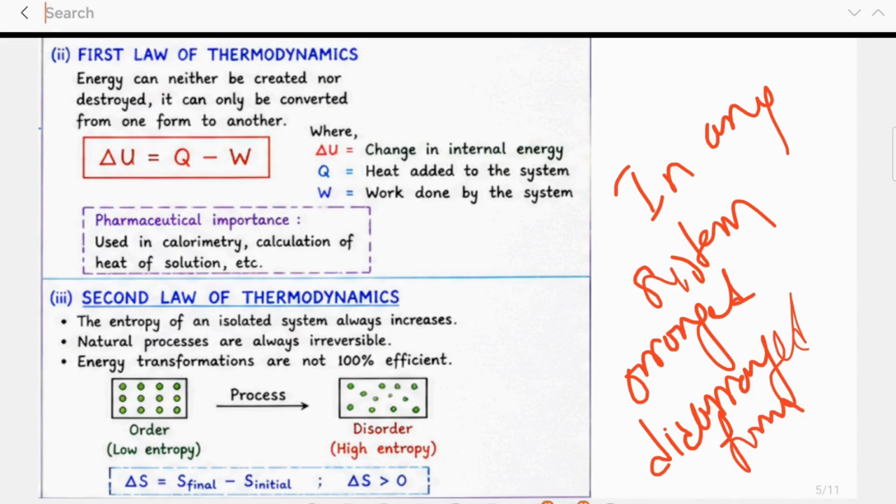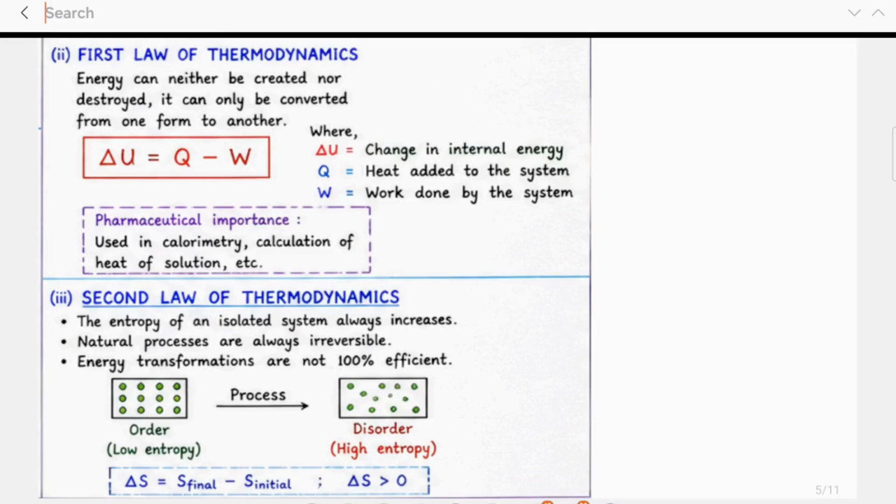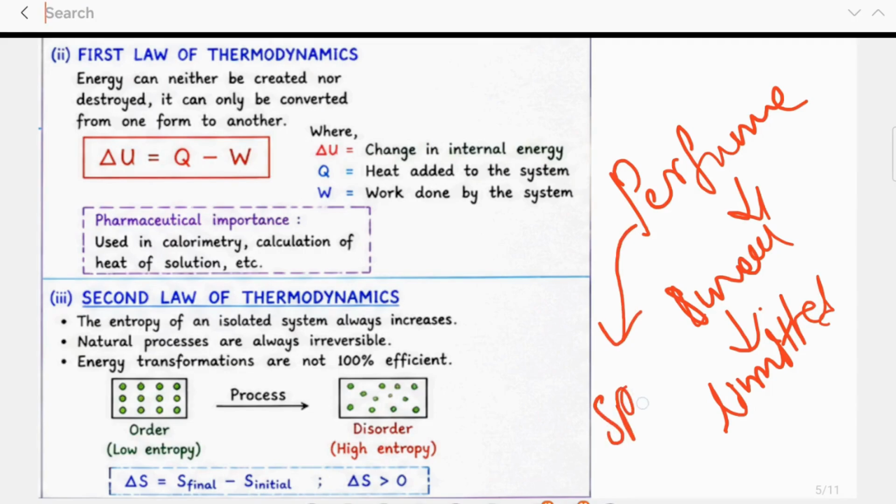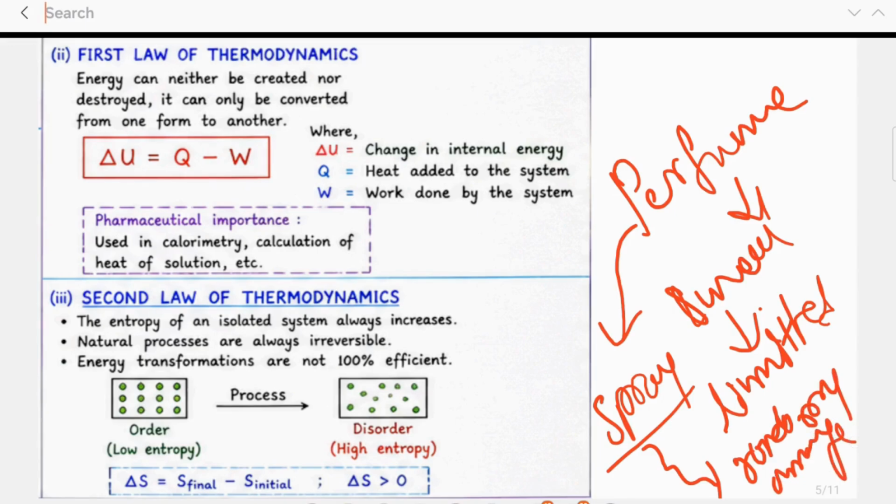Similarly, let us take an example of a gaseous substance. Just imagine we have a perfume. The smell of the perfume is limited, meaning we can only smell it near the bottle. But when we spray this perfume, the gas, or the spray, is randomly arranged in the room. Then the entropy is more. And if it is in the arranged form, the entropy is less.